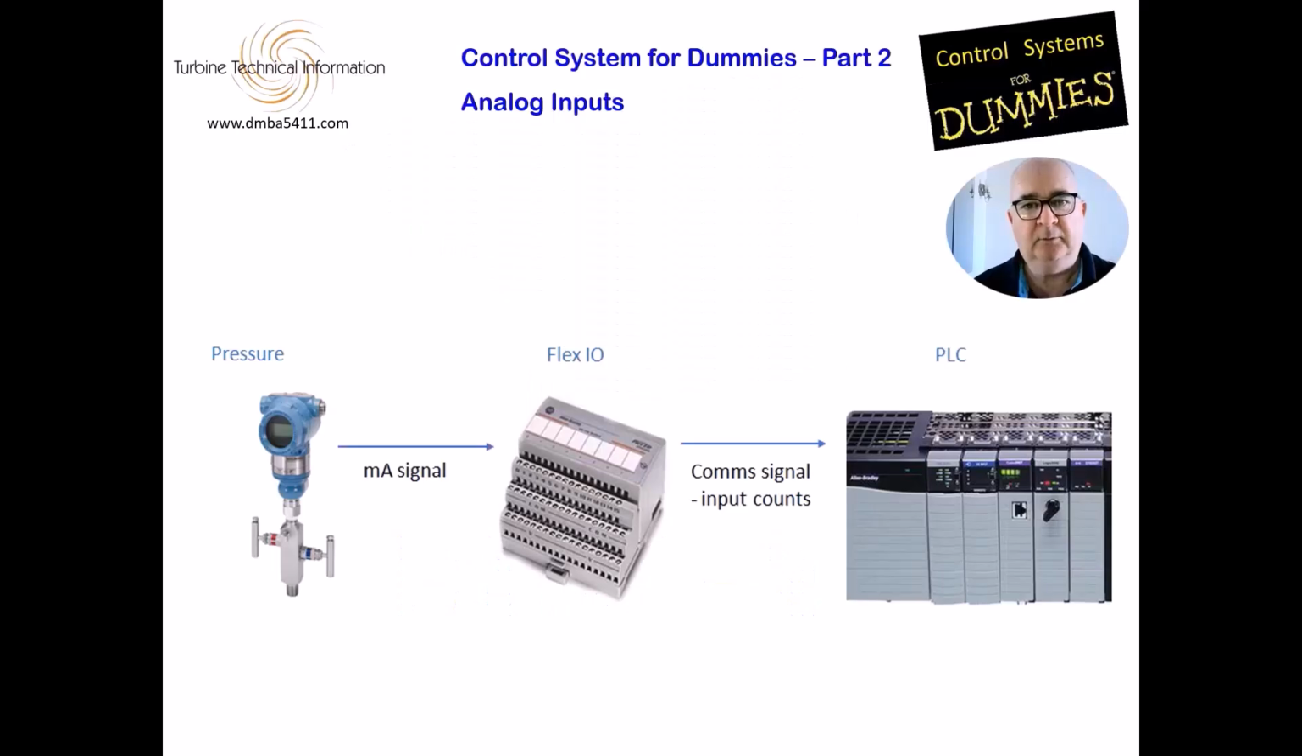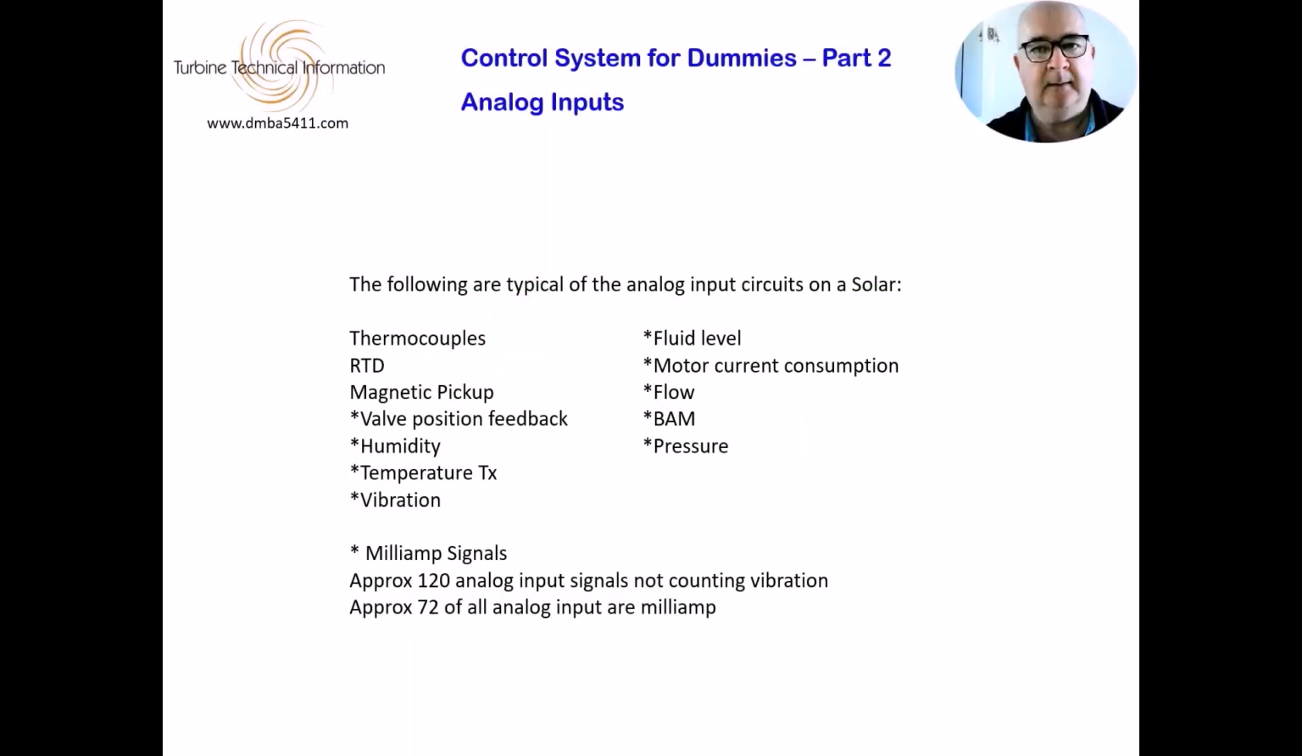In part 2, we're going to look at analog inputs in the control system. An analog value is one that varies, unlike a discrete value which can only have 2 conditions, on or off, 1 or 0. This is a typical list of analog inputs found in a solar unit. Thermocouples read millivolts to a special temperature Flex IO card.